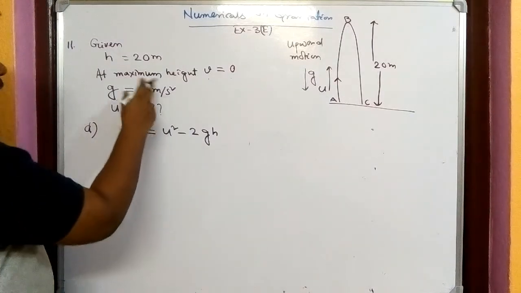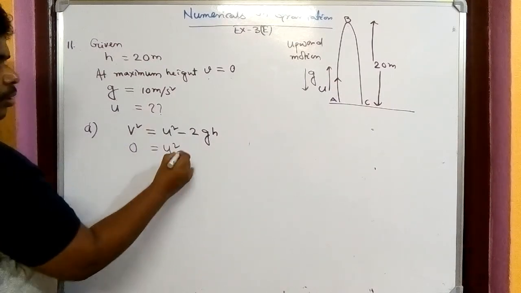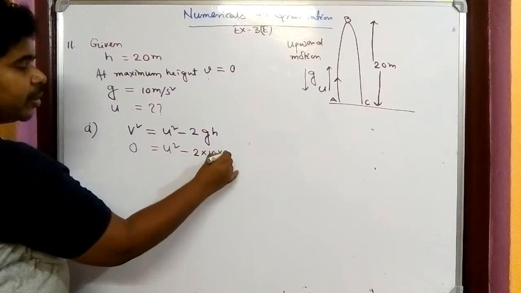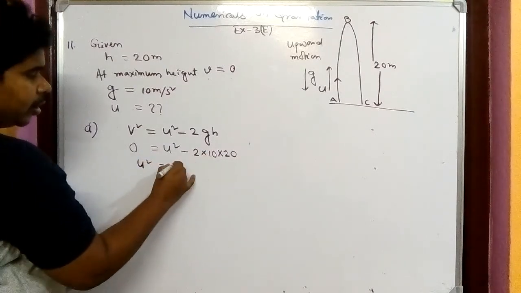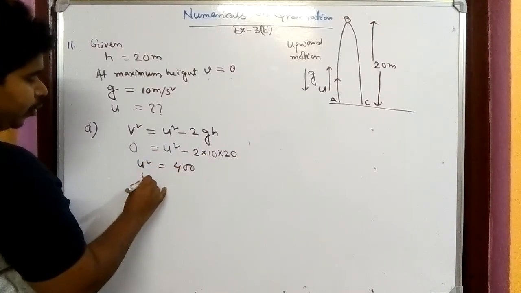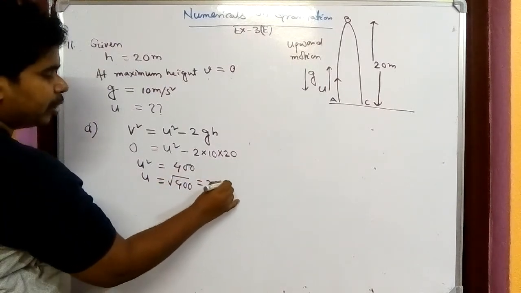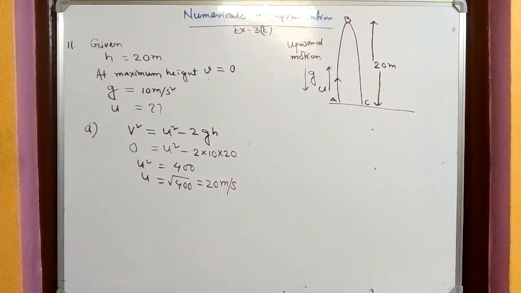Simple thing. So if I put the values, v square means 0, u square I don't know, minus 2 into g means 10 and h means 20. So if I take this to the other side, u square equals 400, and u equals root over 400, that is 20 meter per second. That is our initial velocity by which it is thrown.